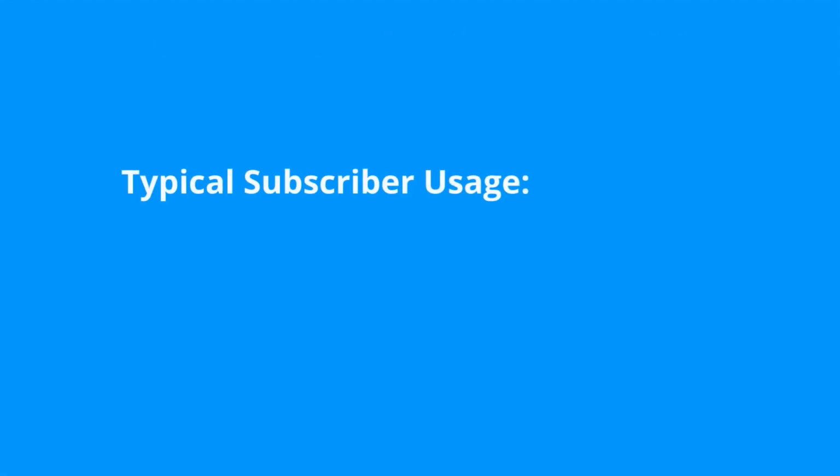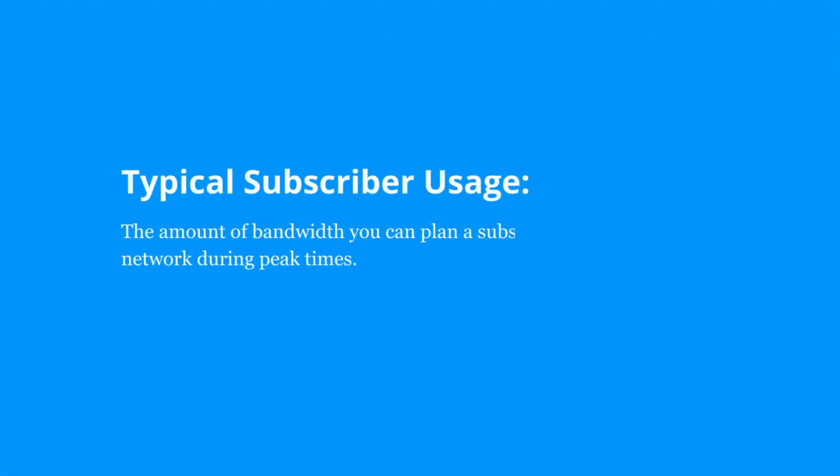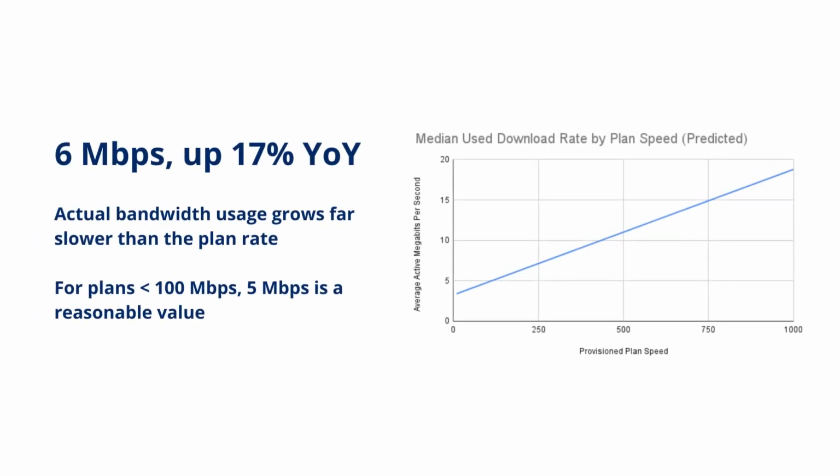So what is typical subscriber usage? Well, this is the amount of bandwidth that you can plan that a subscriber is going to use in your network during peak time. We've reported on this for a little while in our fixed wireless report. Last edition, it showed about 6 megabits per second, which is up 17% year on year. This is something that grows every year, whether you want it to or not.